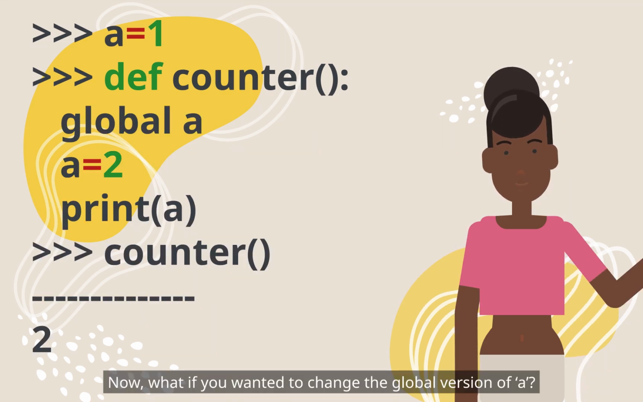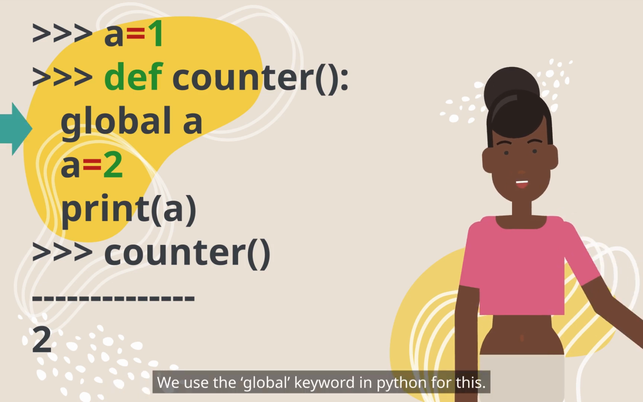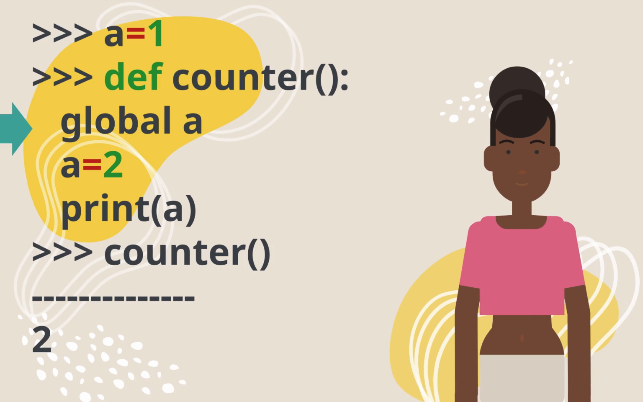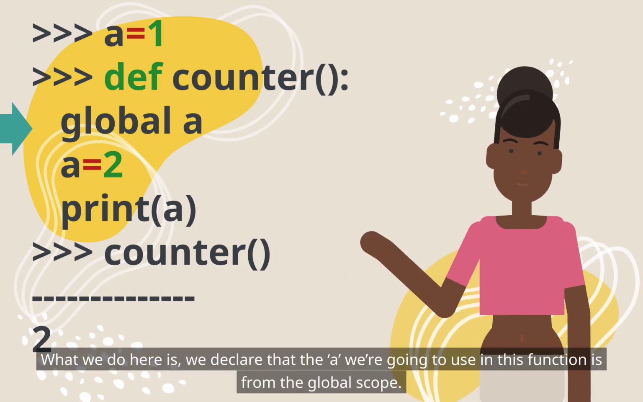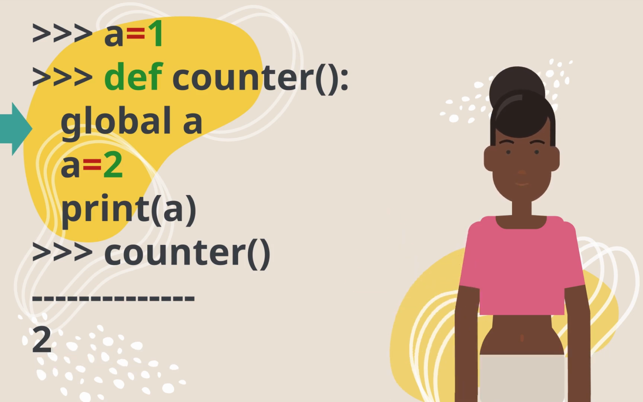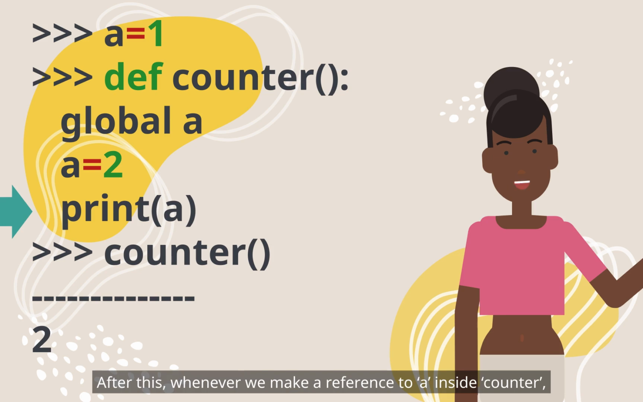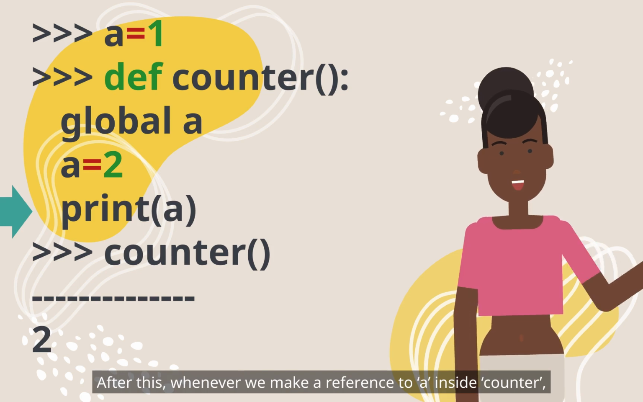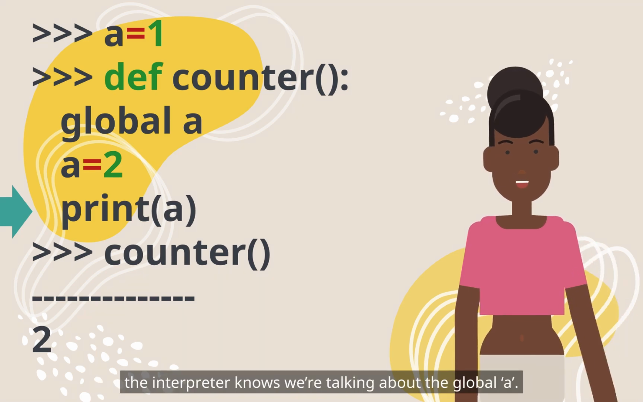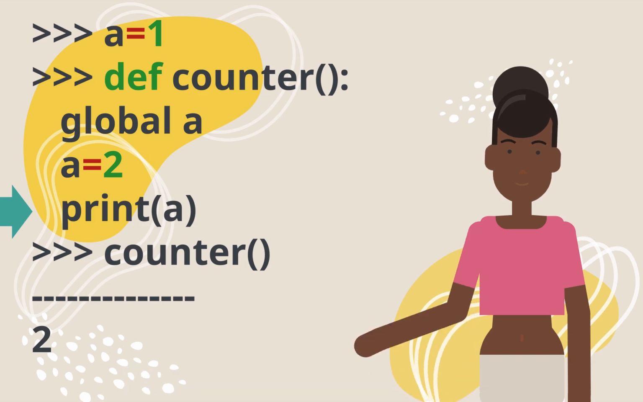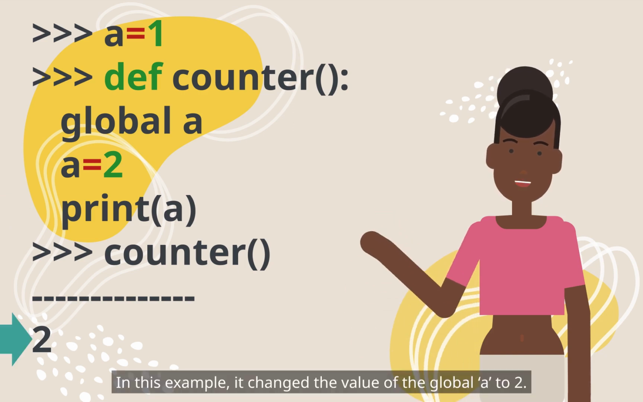Now, what if you wanted to change the global version of a? We use the global keyword in Python for this. What we do here is, we declare that the a we're going to use in this function is from the global scope. After this, whenever we make a reference to a inside counter, the interpreter knows we're talking about the global a. In this example, it changed the value of the global a to 2.